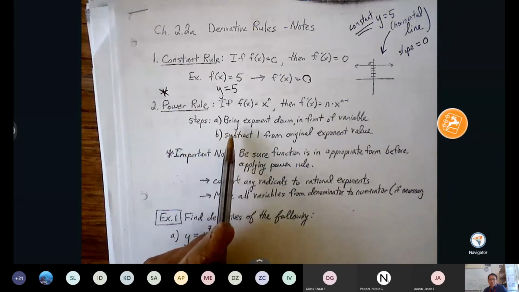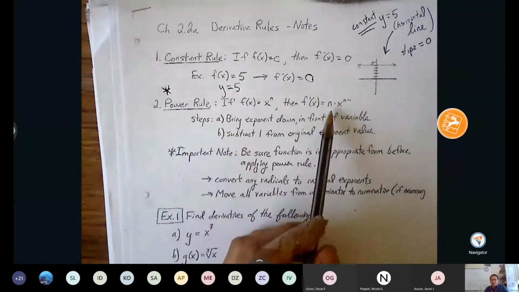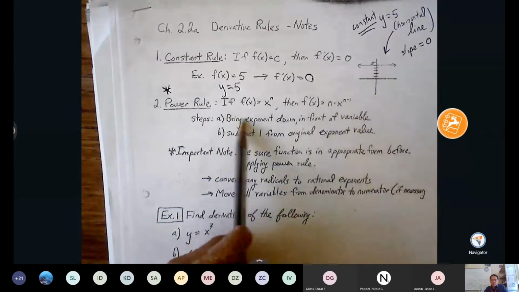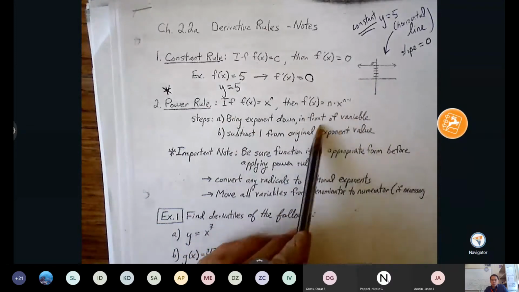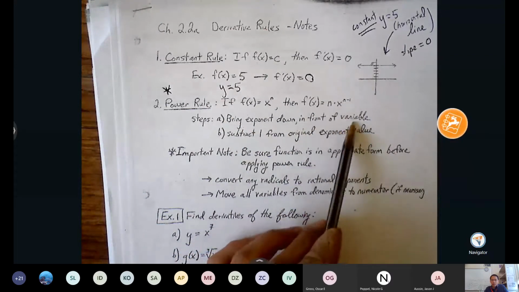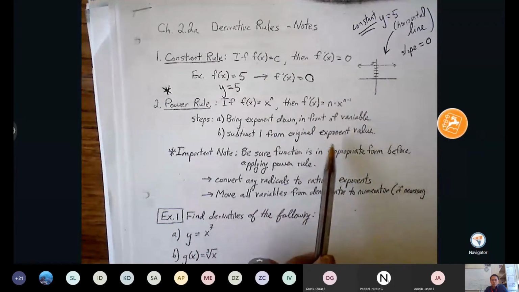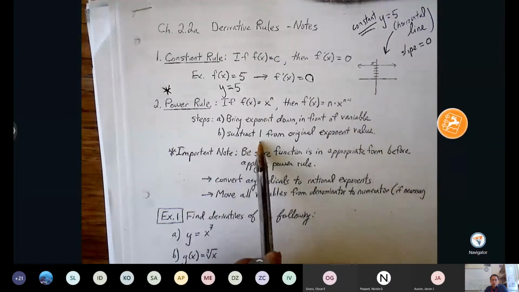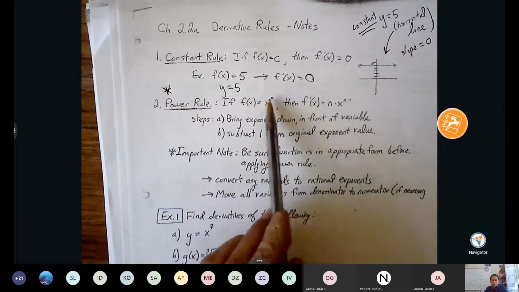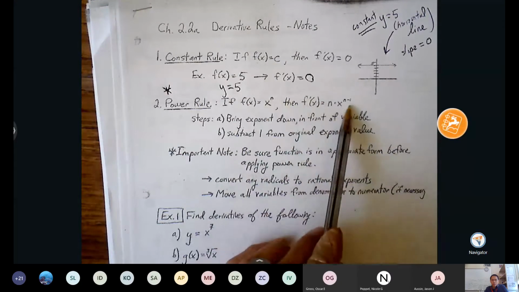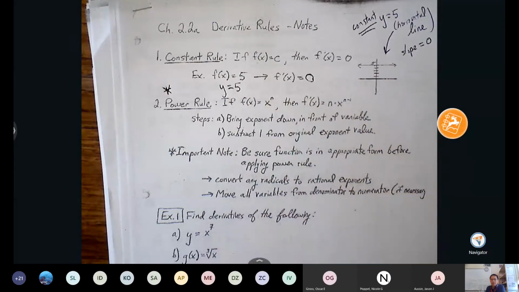So the steps that we're going to do, let me put that in words here. We're going to bring that exponent down in front of the variable. We're going to multiply that as a multiplication relationship there. Bring that variable down in front, multiply. Next thing, we're going to subtract 1 from that original exponent value. So this n, we have to subtract 1, so n minus 1.